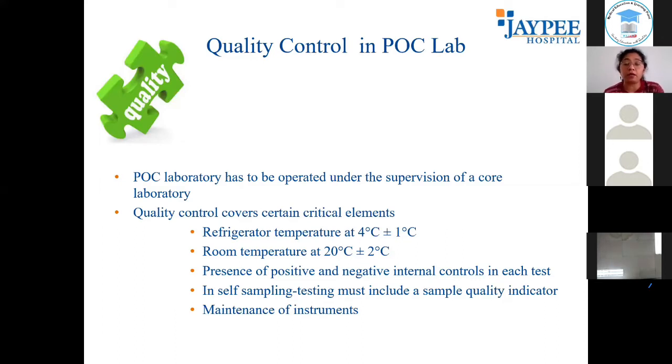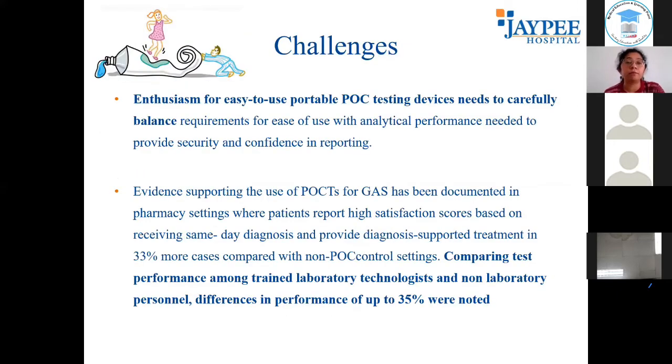And obviously, whenever there is self-sampling, the patient is sampling himself or herself, a sample quality indicator should be there, very much similar to your RNase P in your PCRs and some of these rapid PCRs. And obviously the most important is, if you are using minimal instrumentation also, you will require to have instrument maintenance. Challenges: enthusiasm of easy to use portable POCT device needs to be carefully balanced. Don't go overboard, don't do a POCT for everything, because always POCT is not what you require.